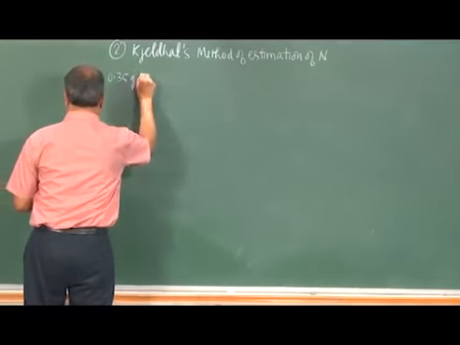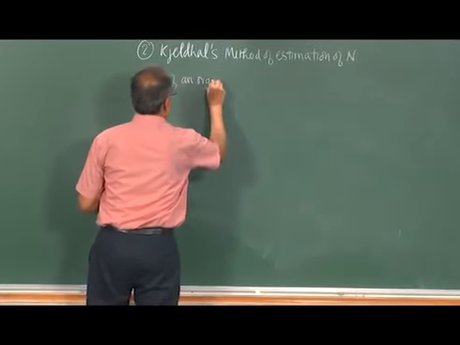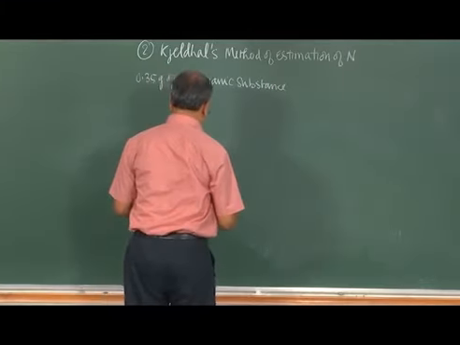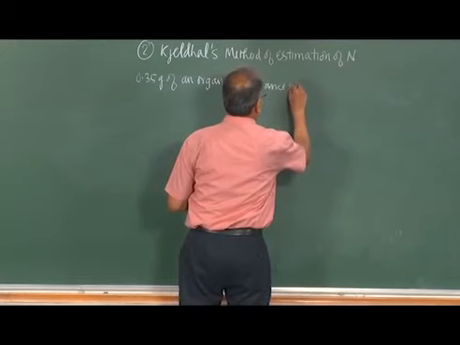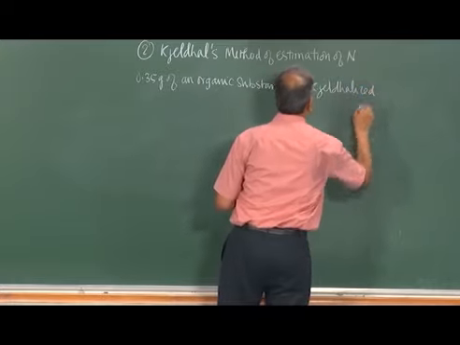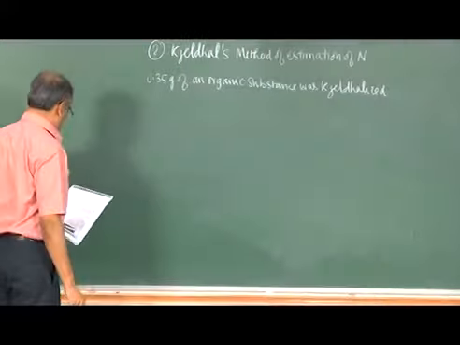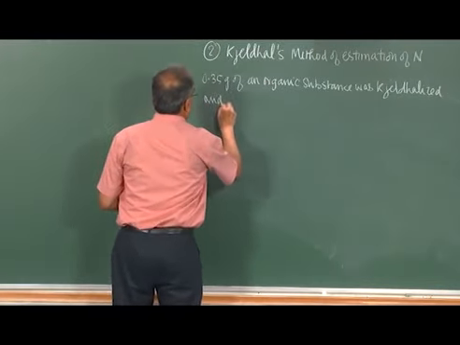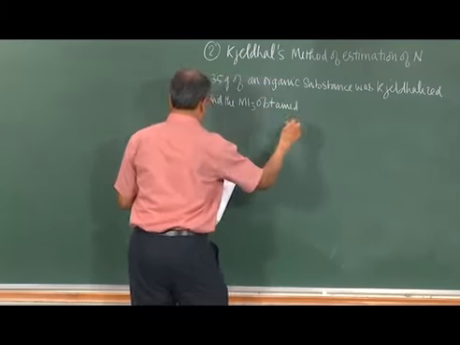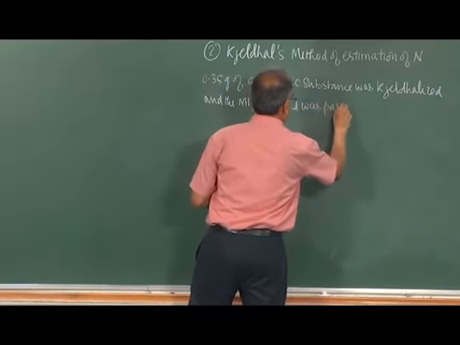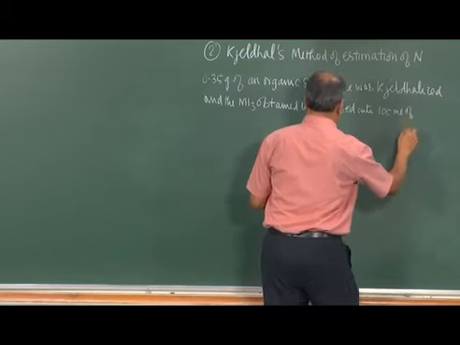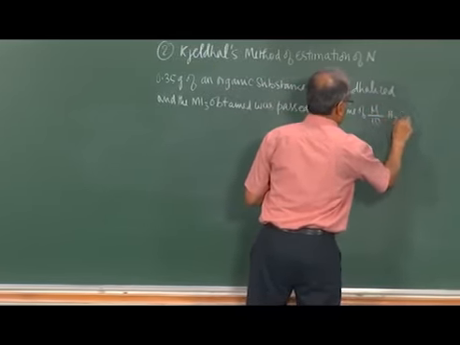0.35 grams of an organic substance was Kjeldahlized. Kjeldahlized means treated with sulfuric acid and copper sulfate, and the ammonia obtained was passed into 100 ml of M/10 sulfuric acid.